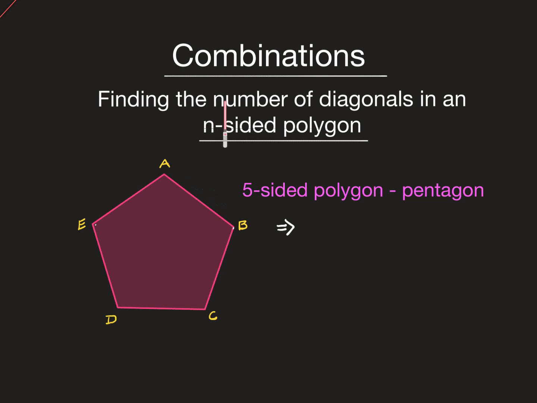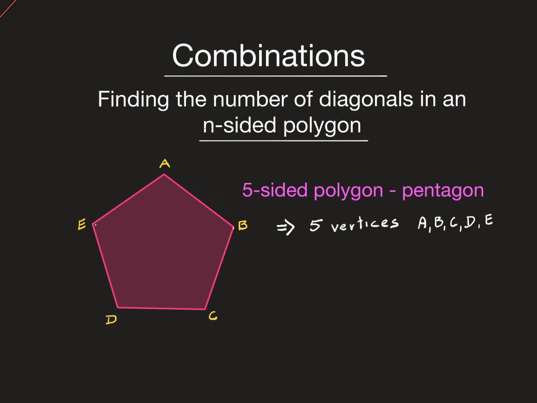To find the number of diagonals in an n-sided polygon, we can use a formula using combinations. But I'm going to start off with a 5-sided polygon to show you how we get that formula. A 5-sided polygon will have 5 vertices, which I have named A, B, C, D, and E. In drawing a diagonal, I will need 2 vertices. First, I'm going to find all the ways that I can join 2 vertices.